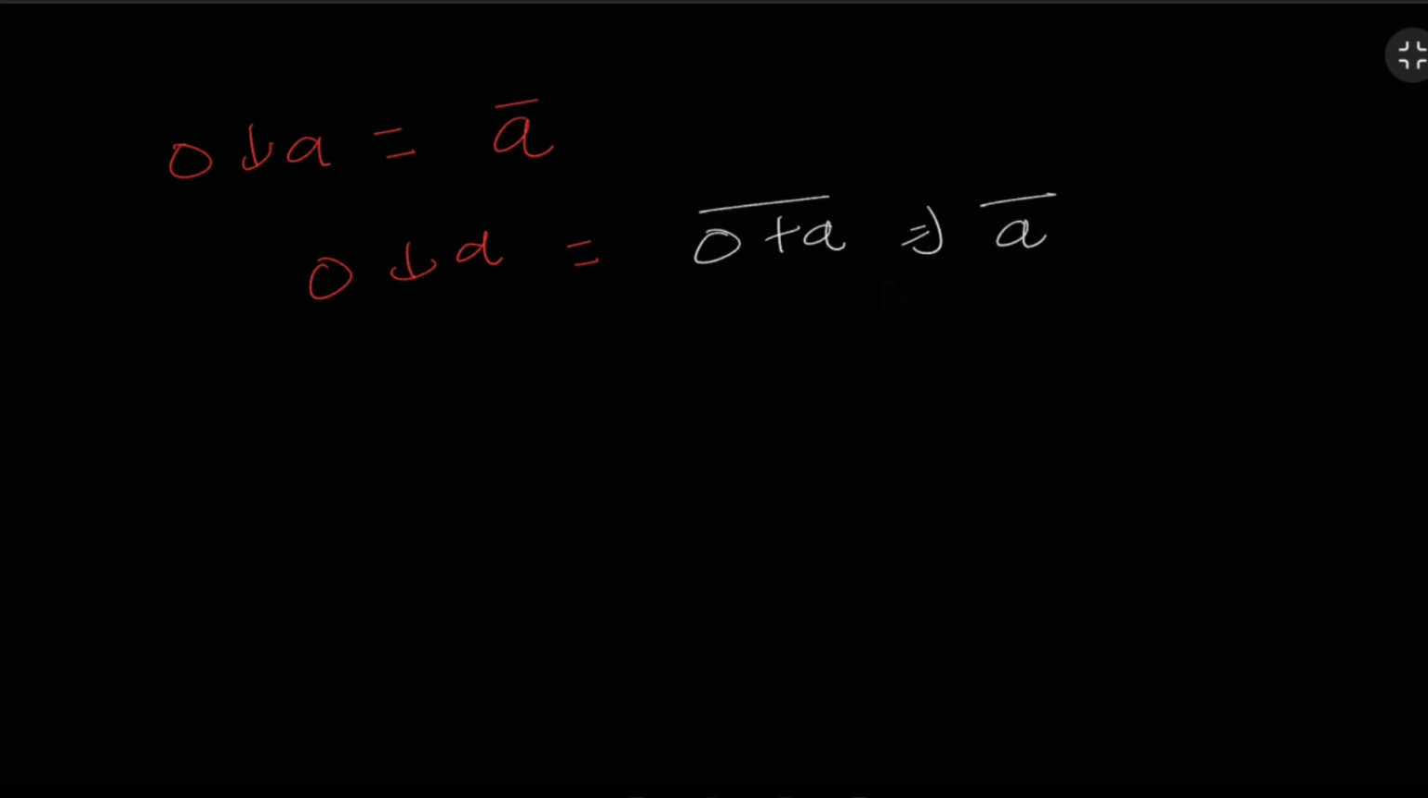Like for NOR, 0 NOR anything. What is that? That is A bar. 0 NOR A simply means first you do OR, then you do complement. So what is 1 NOR A? That is same as 0, because 1 NOR A, first you do OR, then you do complement, that is 0. So NAND and NOR are not associative.